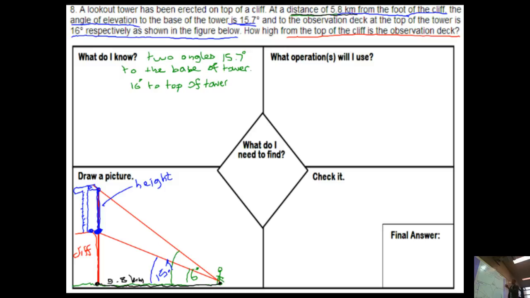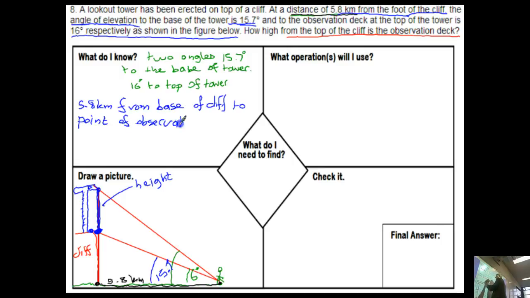And then we've got some distance, 5.8 kilometers from base of tower, base of cliff, to point of observation, looking up. Okay? All right.